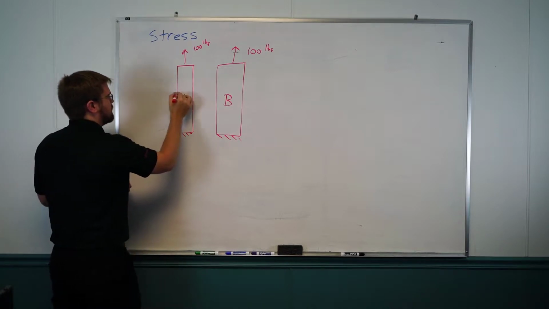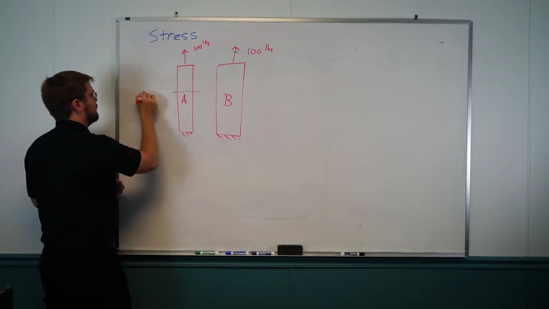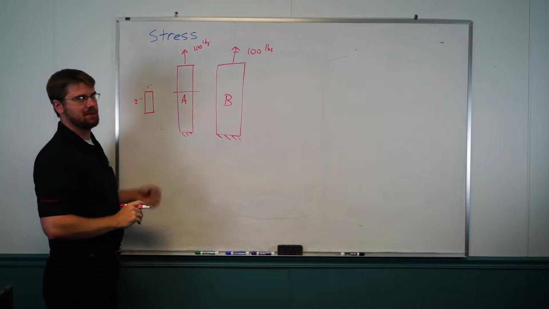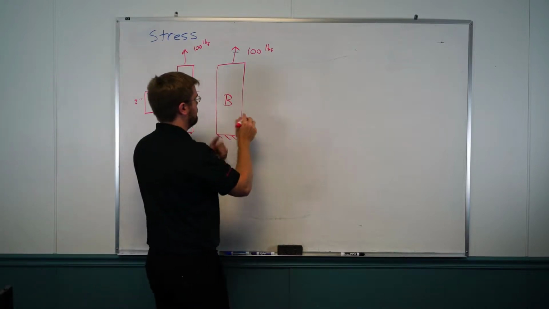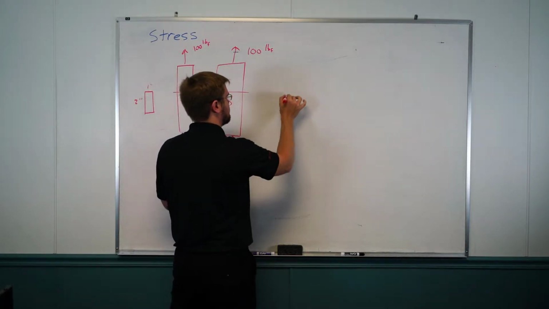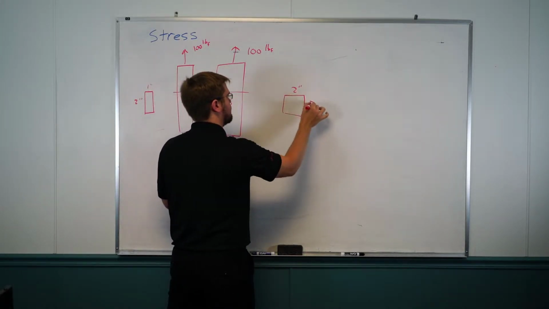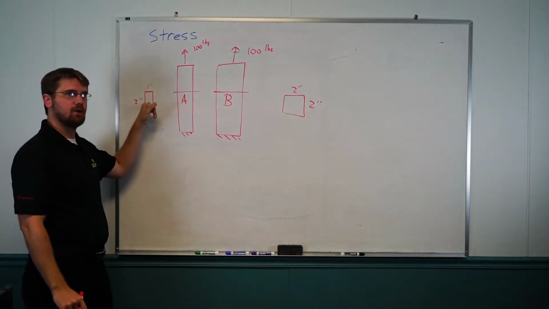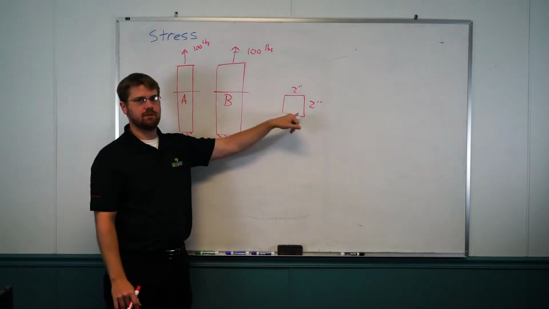If we take a look at the cross section of A, let's say maybe it looks like a rectangle, 1 inch by 2 inches, obviously not to scale. And then this guy, if I look at its cross section, let's say it's a square 2 inches by 2 inches. So you can see that the force is distributed over a smaller area than what this force is distributed over.